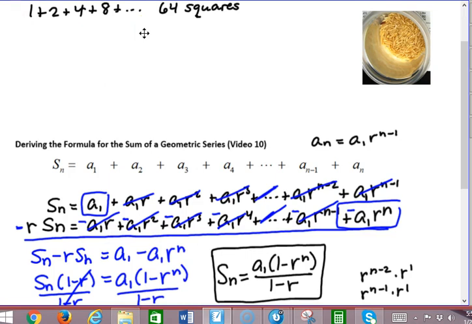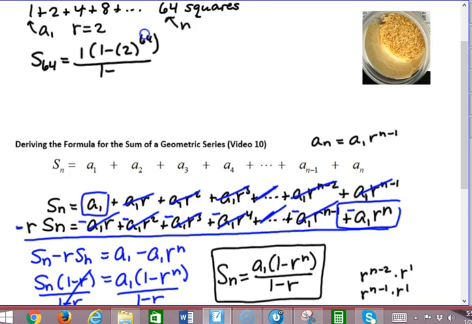problem with the chessboard. So in this sequence, here's my a sub 1, r is 2, and this is n because I'm adding up 64 terms. So I'm going to say S sub 64 is equal to 1 times 1 minus 2 to the 64th power all over 1 minus 2. Now if I put this in my calculator and calculate this, I end up getting 1.845 times 10 to the 19th grains of rice.